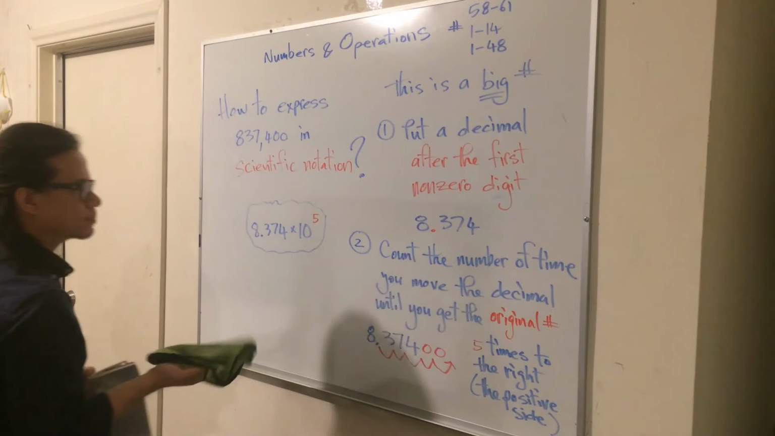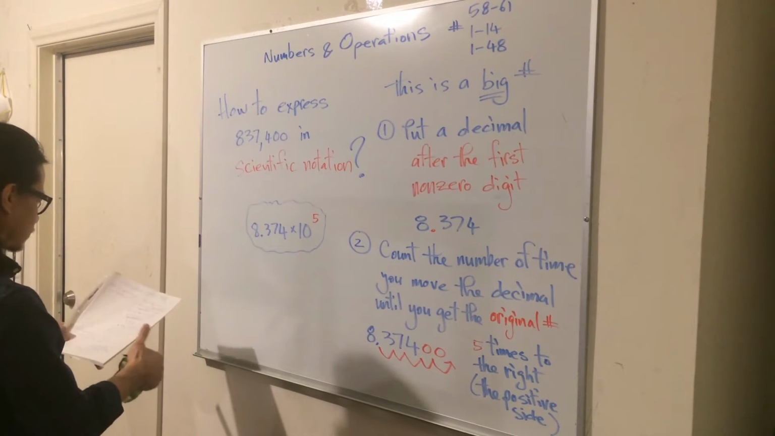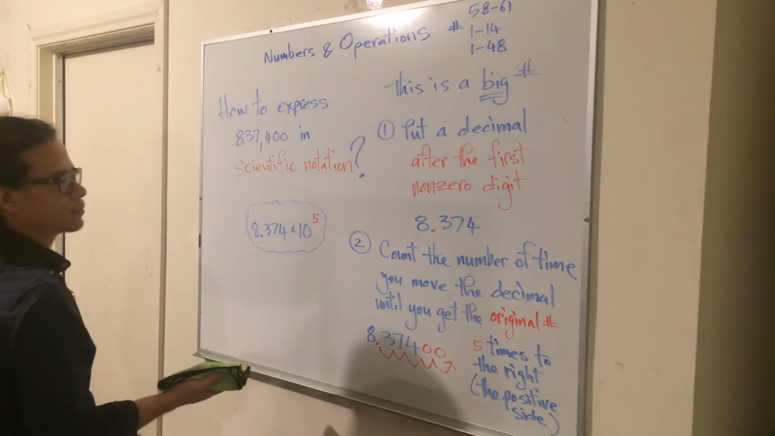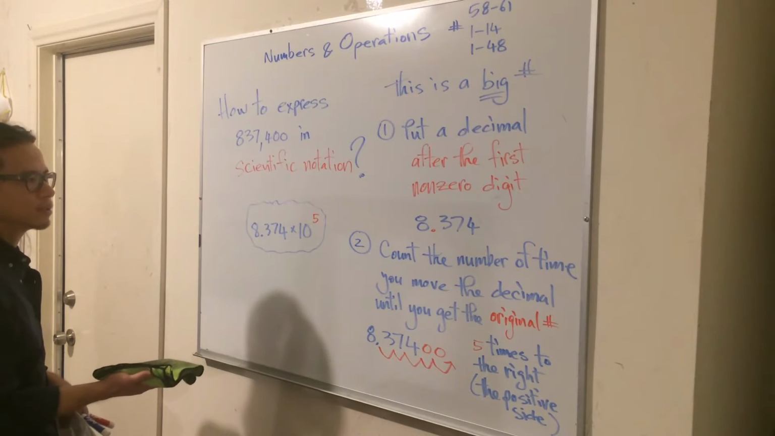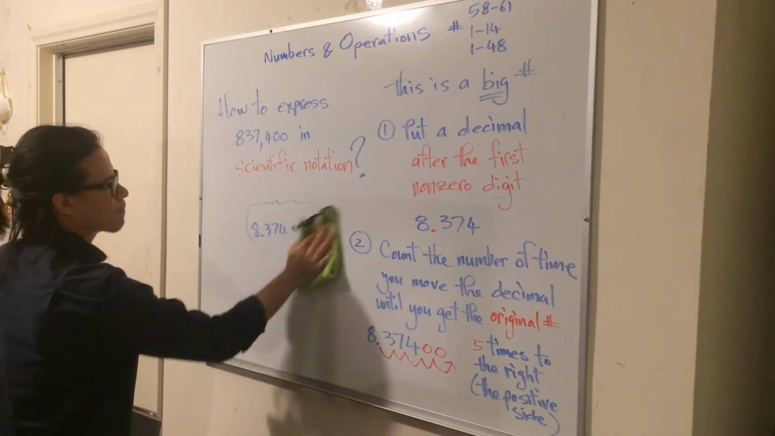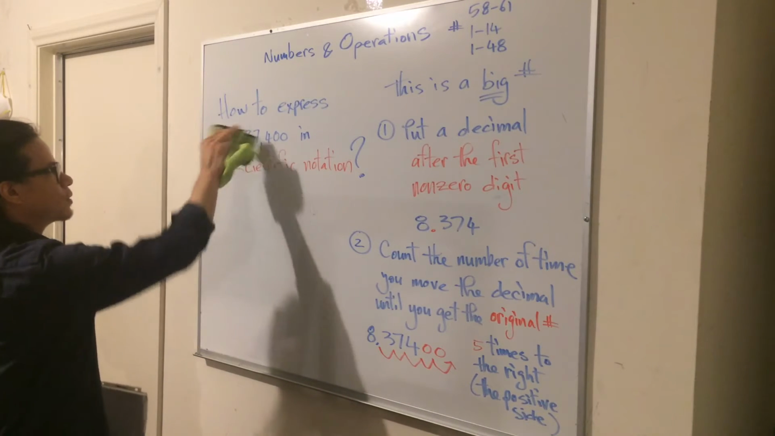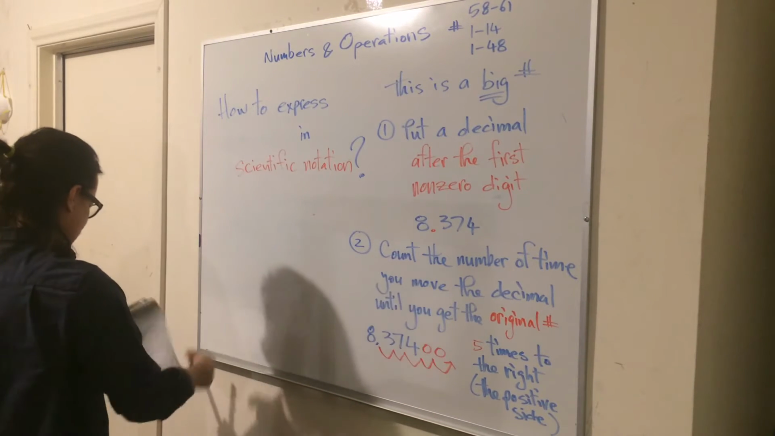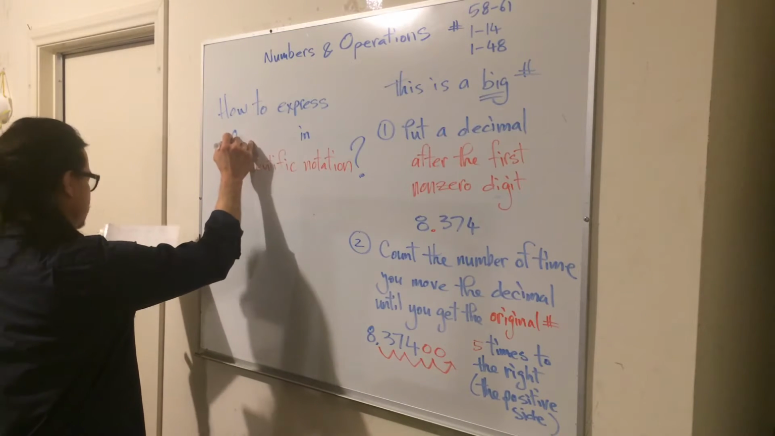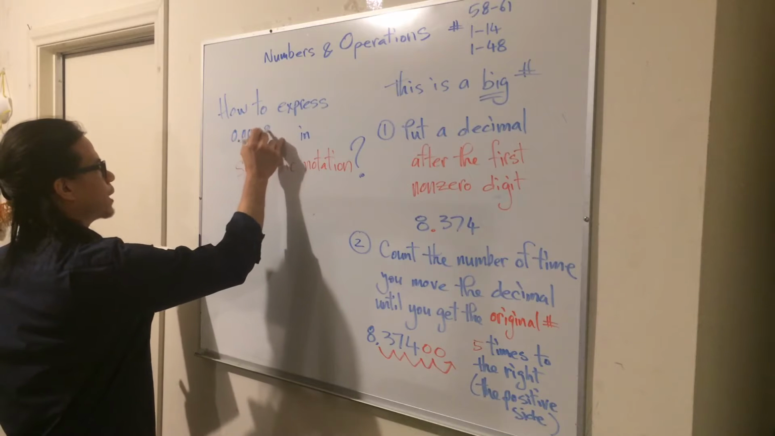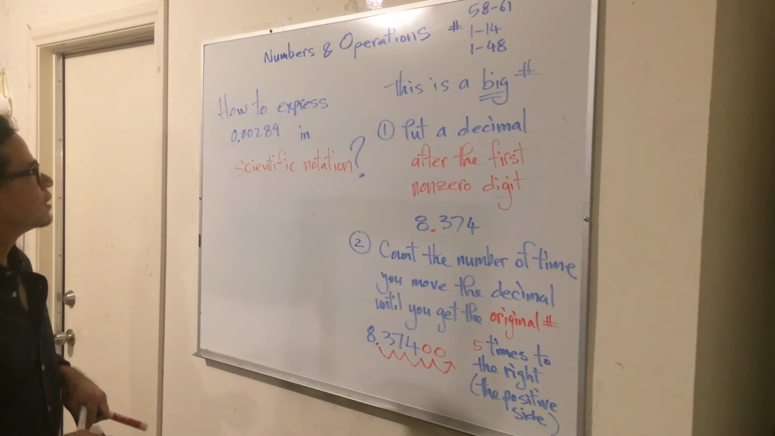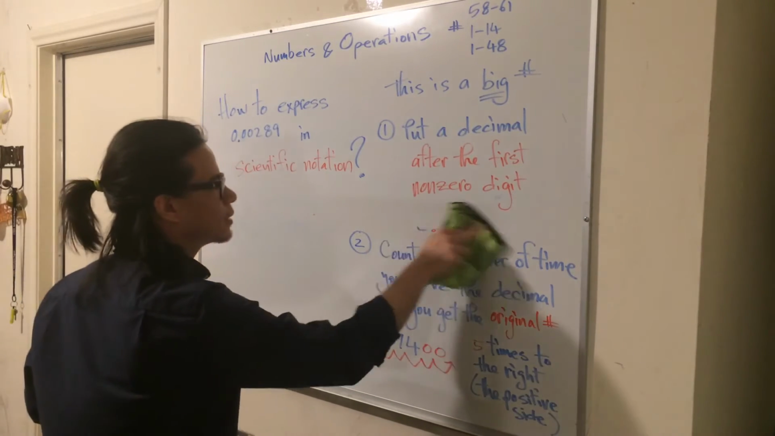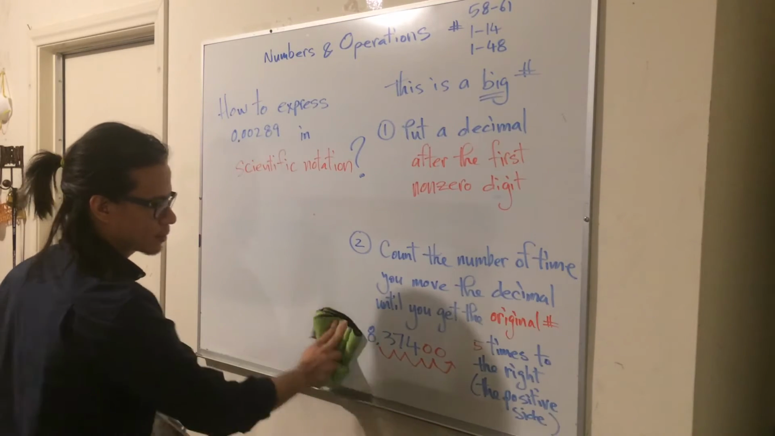Okay, let's look at another similar type of question as this one here. So let that sink in for a moment. Let's look at another example. This time, let's go small. Let's say 0.00289. The question is how to express the number 0.00289 in scientific notation.